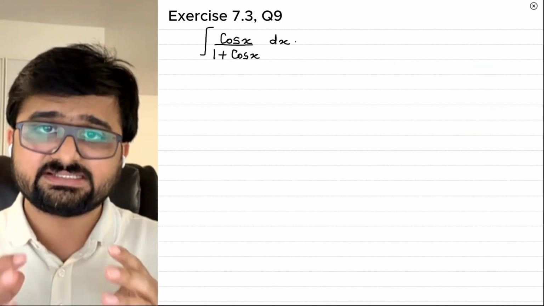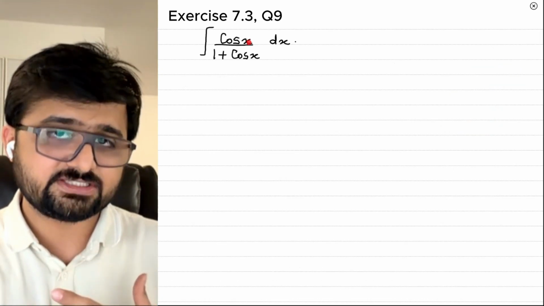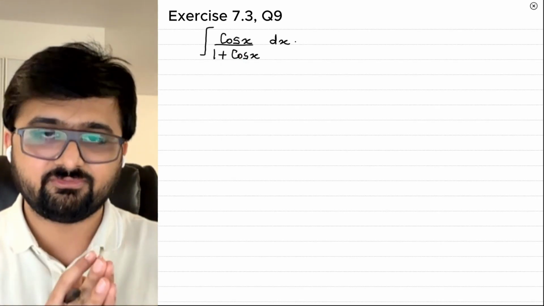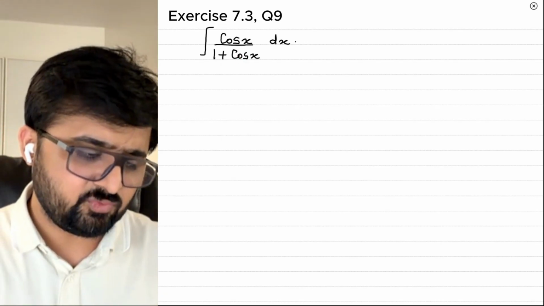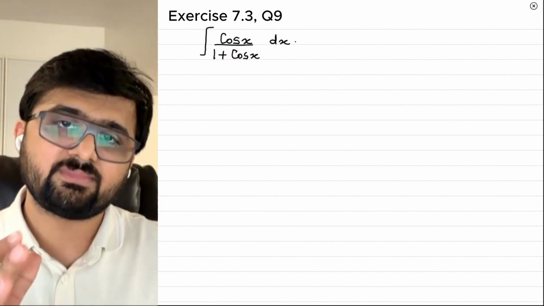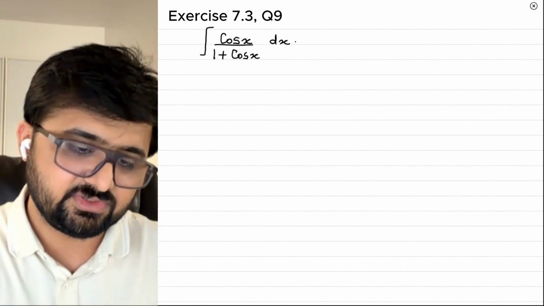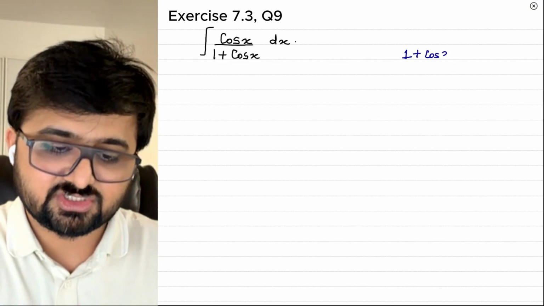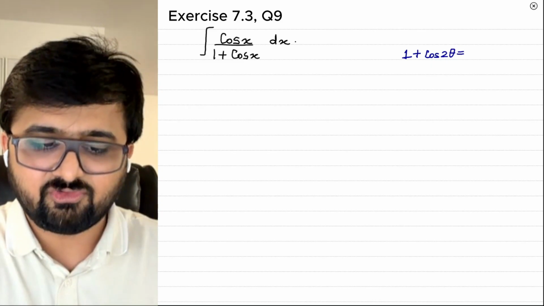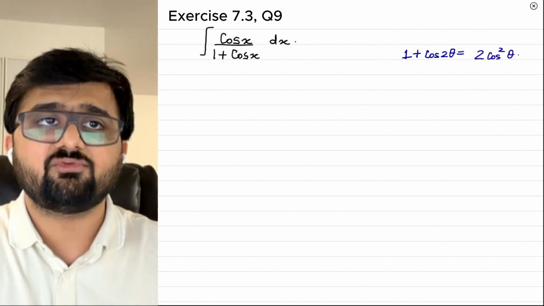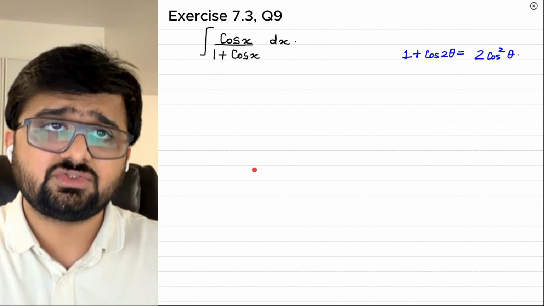All right, let's look at this next example. Integration of cos x divided by 1 plus cos x. Again, a very, very important one for your exams. Whenever you see 1 plus cos x or 1 minus cos x, there is only one formula that we use. For 1 plus cos 2 theta, the formula is 2 cos square theta that we just saw. Okay, 1 plus cos 2 theta is 2 cos square theta.